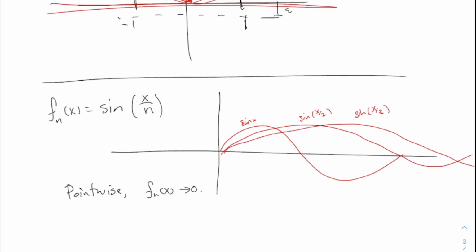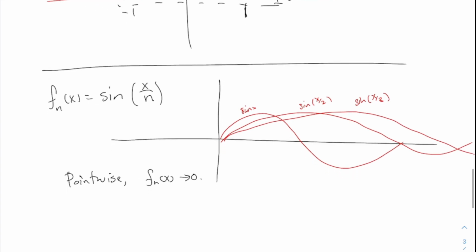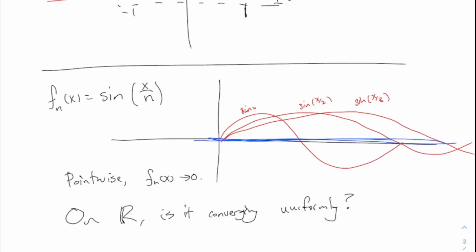Does it converge uniformly? Let's just say on all of R. Is it converging uniformly to 0? The thing it's converging to is like this, right? Is the convergence uniform? That is, if I draw a little band here, does the entire graph eventually fit inside the band? No way. Not at all, sir.